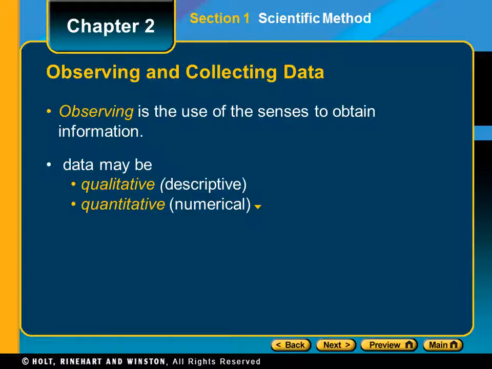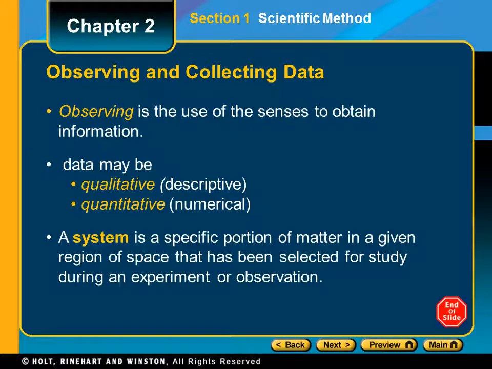Qualitative data is descriptive. We can talk about the color of what we're looking at. We can talk about whether it's a solid or a liquid or a gas, but it's definitely descriptive. Quantitative is numerical. Quantitative data is specifically connected to the measurements that we are taking, and that gives us numerical data that is called quantitative.